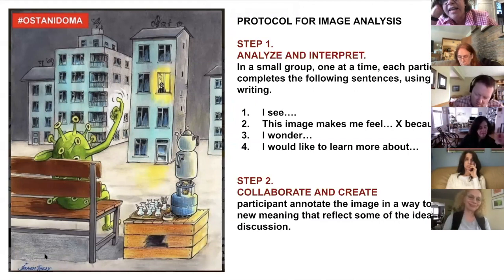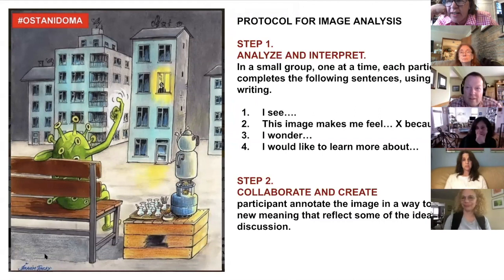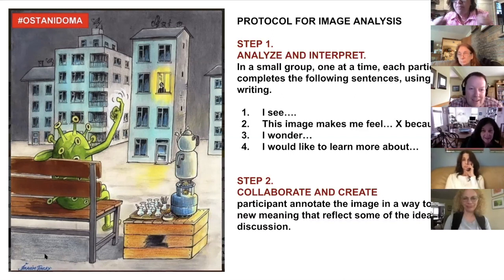Step 1, I'd like you to work in your small group for each participant to talk aloud or write by completing 4 sentences. We're talking about this image here on the screen, which I guess you probably have not seen before. So the first sentence completion activity is: I see. Then: this image makes me feel, adjective, because, explanation. I wonder, complete the sentence. I would like to learn more about, right?